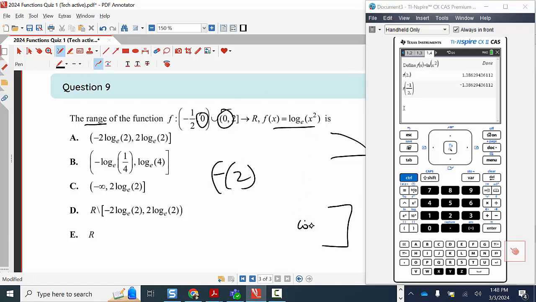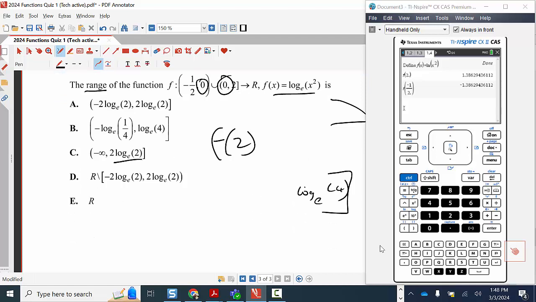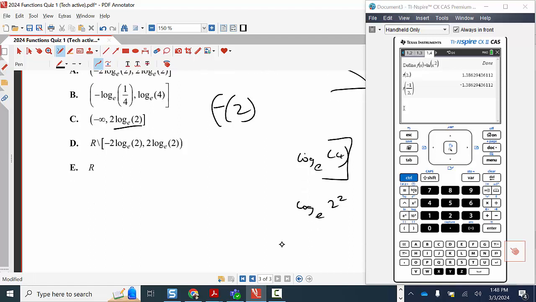Which is log e of 4, or this one here, which I will rewrite as log e of 2 to the 2, which would then be written as 2 log e of 2 using that log law. So that's the highest value it can pump out.